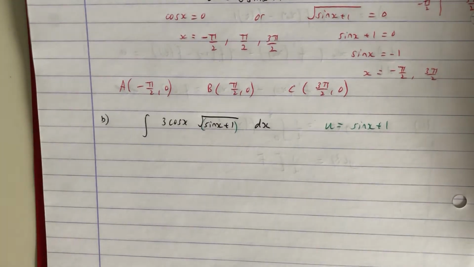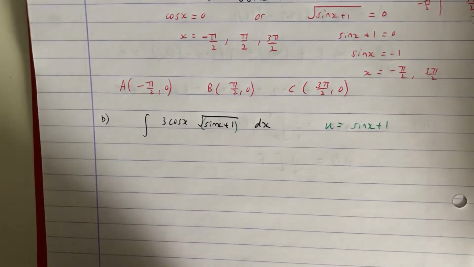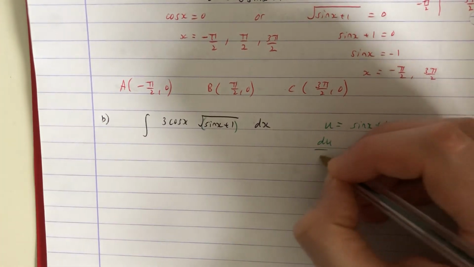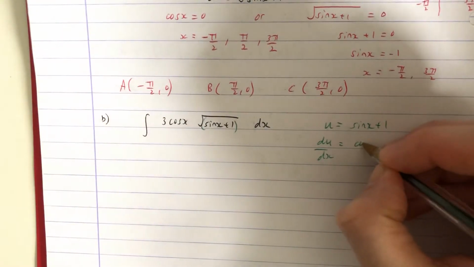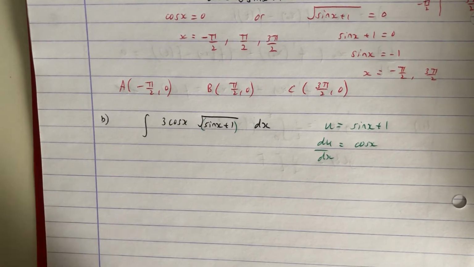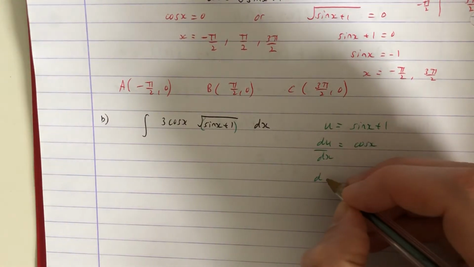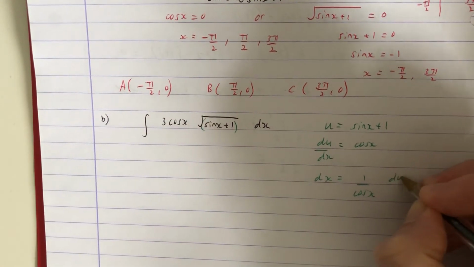And see if this works. With a substitution, you replace every single x with a new letter, which is u. That'll also include the dx. So du by dx is equal to sine x differentiates to cos x, and 1 disappears. If you treat this like a fraction and make dx the subject, dx would be equal to 1 over cos x du.